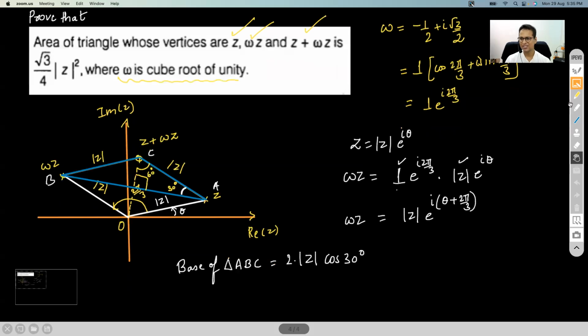Yes or no? What will be the height of the triangle? The height of the triangle will be mod Z sine 30 degrees.